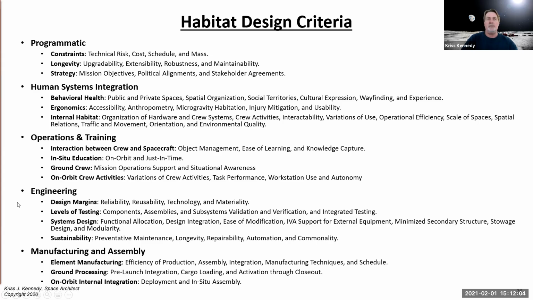Engineering is important because that has your design margins, your levels of testing, the system design influences, and sustainability. And you can read through all the subcategories, and their definitions are again defined. And then an important part of this also is manufacturing and assembly, from the standpoint of Earth or element manufacturing, ground processing, and on-orbit internal integration. So each one of those is an important design criteria to be considered when you're designing a habitat.